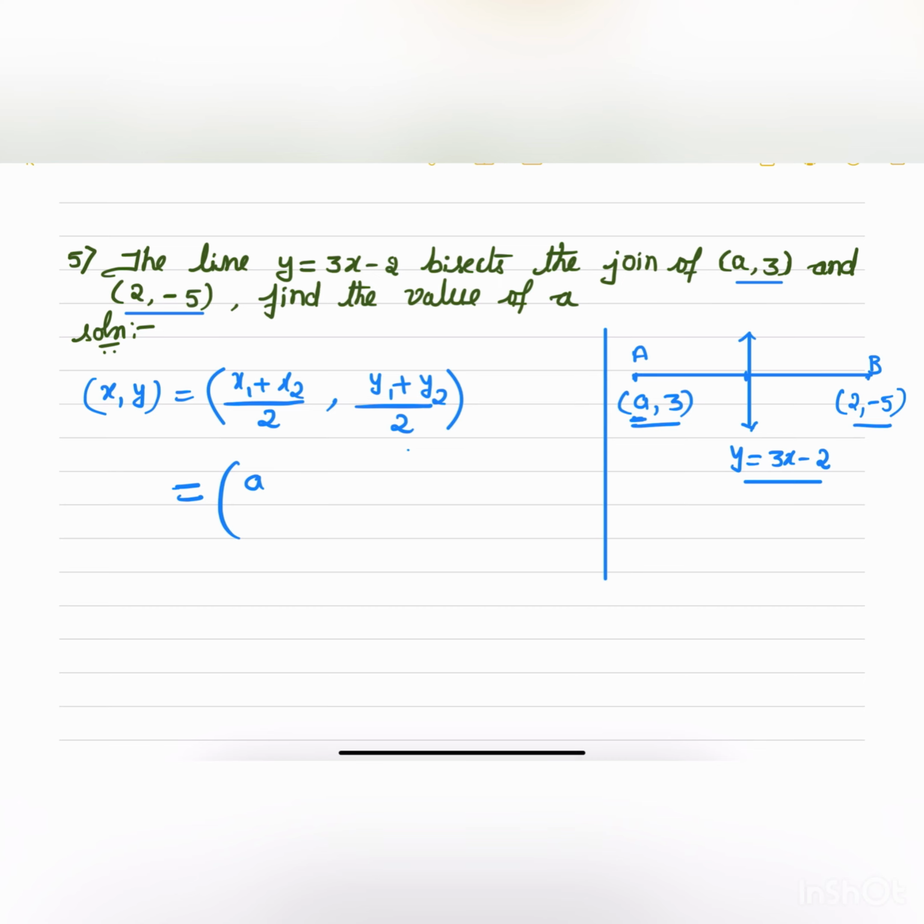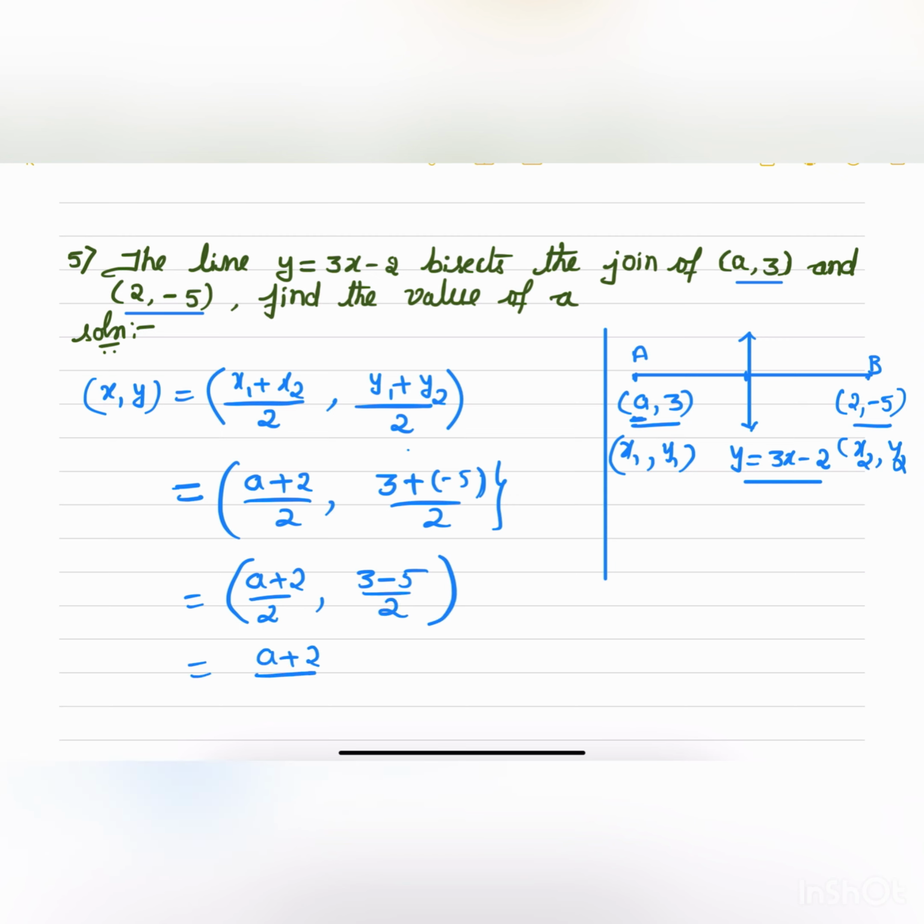x1 is here a, x2 is 2, by 2, comma. This is x1, y1 and this is x2, y2. So y1 is 3 plus y2 is minus 5 divided by 2. Now we have (a plus 2)/2, we'll keep it as it is. This is (3 minus 5)/2, and we will get (a plus 2)/2, comma minus 2 by 2, that will be equal to (a plus 2)/2, comma minus 1.